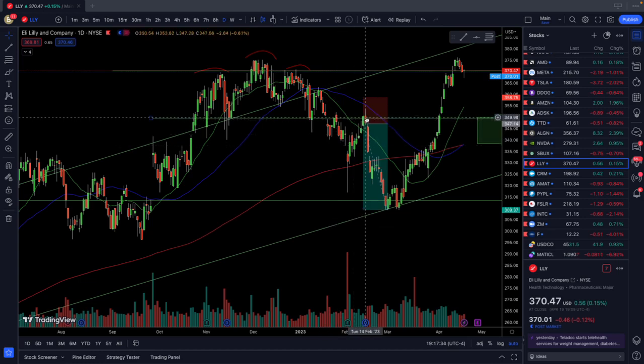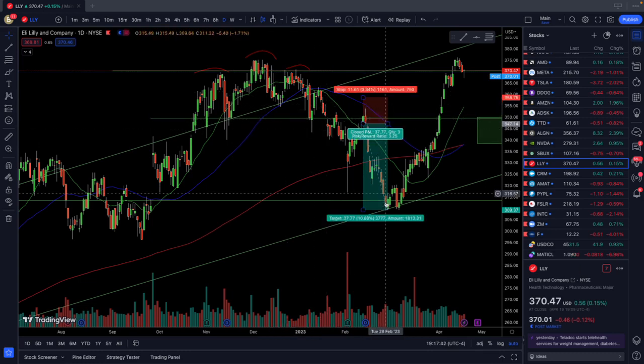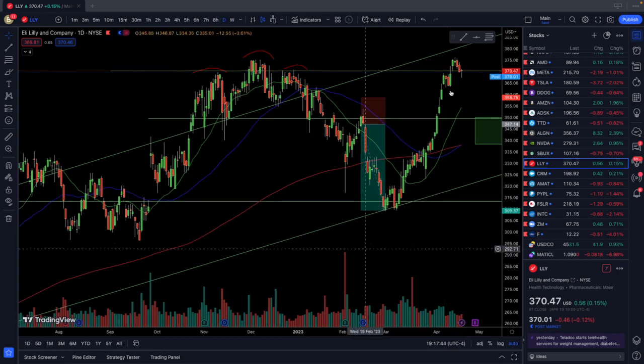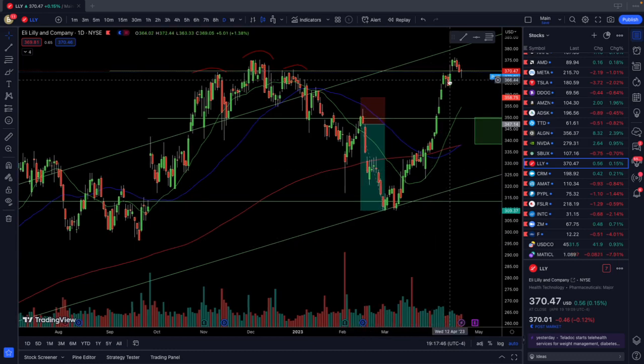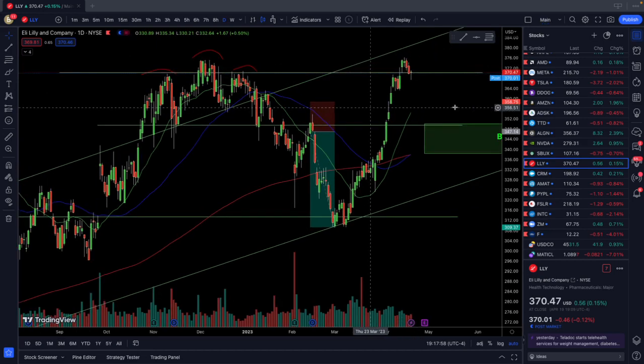Now, this was an entry point that I had after seeing that confirmation after the break of the head and shoulders, and profited on this downward move. Then I recently longed Eli Lilly stock at this level, I'm not sure exactly where, and I sold up here at 375 just for a short-term swing trade.